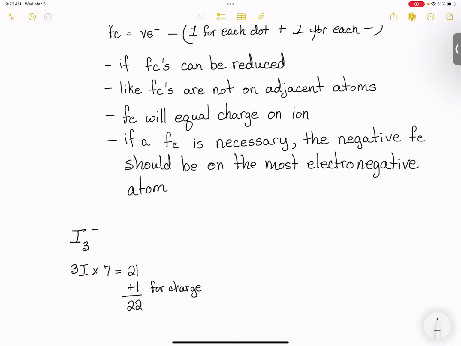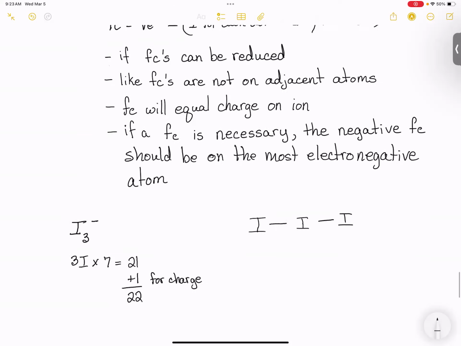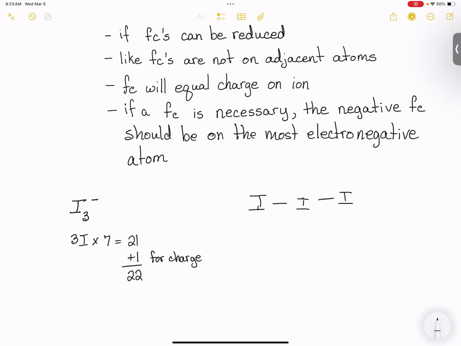Step number 2 says to develop the skeletal structure. For this one, we're going to pick one of the iodines to be the central atom and surround it with the other 2 iodines. The next step says to draw a single bond between the outer atom and the central atom, and we're going to subtract 2 for each bond we drew. We drew 2 bonds. 2 times 2 is 4. So we're going to subtract out 4 electrons due to our bonds, which gives us a total of 18 valence electrons still to distribute.